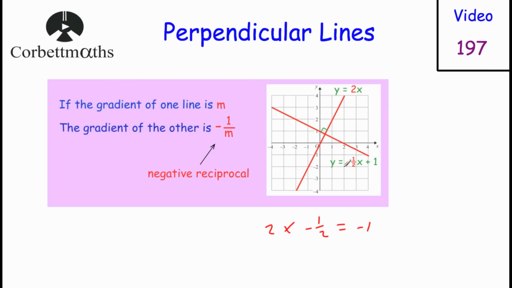So if you know that the gradient of this line is a negative a half, well, the reciprocal of a half is 2. And then because it was negative, it's now positive. So the gradient of the perpendicular line would be 2. Okay, let's have a look at a question based on that.